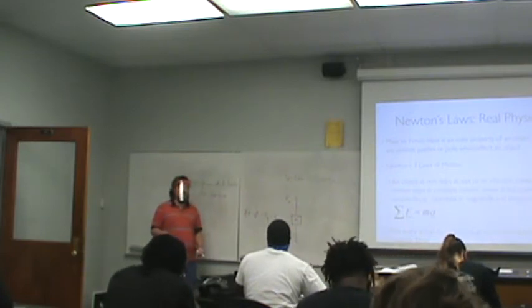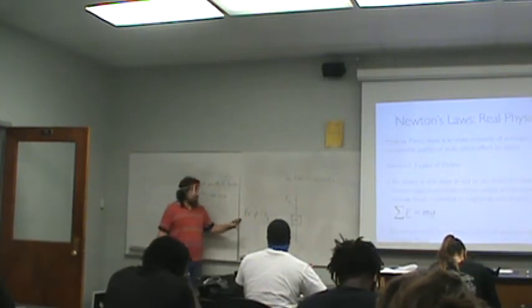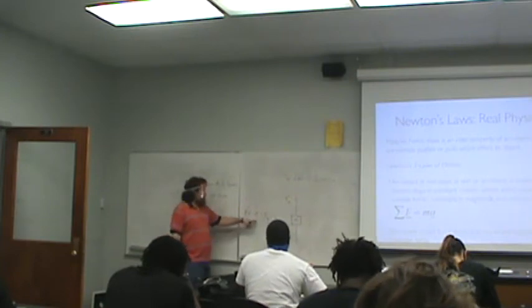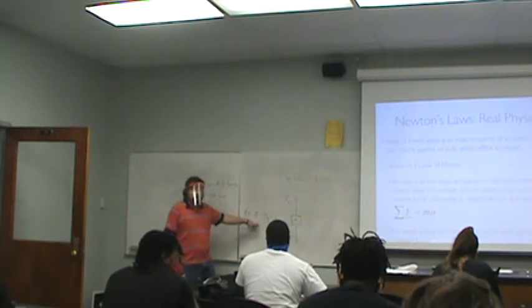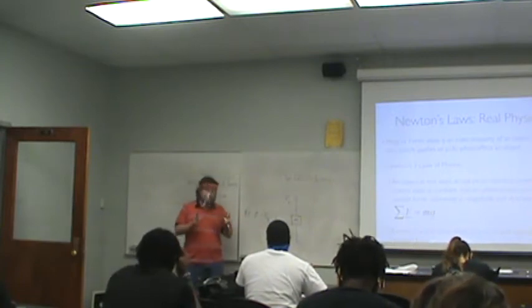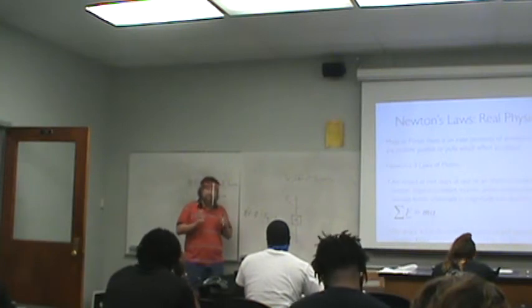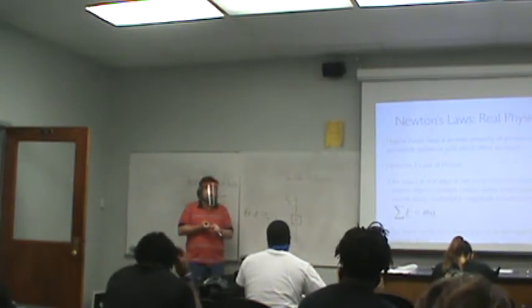Any object at rest or moving at constant velocity, therefore it has an acceleration of 0, all of the forces acting upon that object have to add up to 0. This is the only way for an object to remain in homeostasis as it is. You either can have no forces on it, or all the forces have to balance.